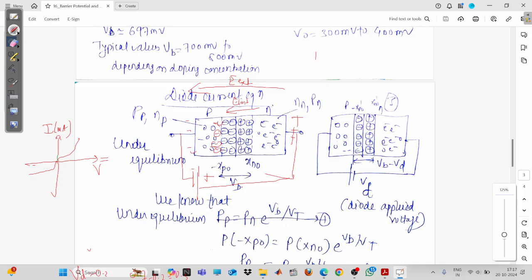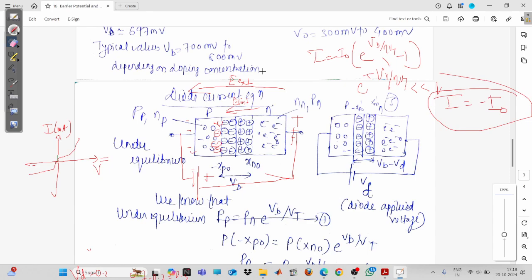And from the equation also you can see that I will be equal to I0 e to the power of VD upon eta Vt minus 1. So in this case the diode voltage is negative. When the diode voltage is negative, this term e to the power of minus VR upon eta Vt is very small as compared to 1, so you will have to neglect the value. So I will be equal to minus I0. So this is the way you can have the VI characteristic.